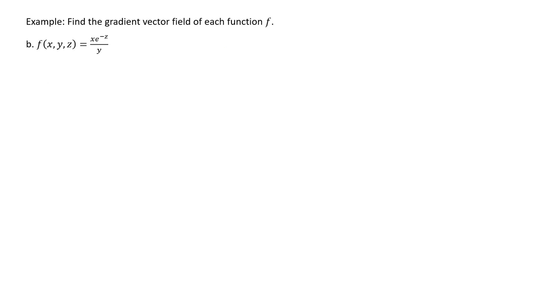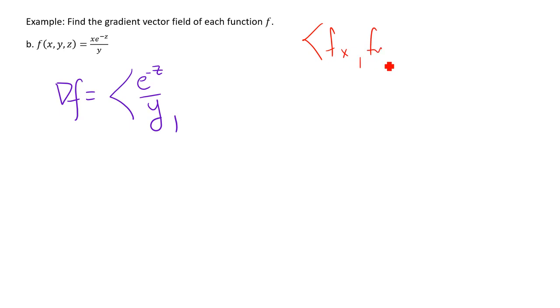We can have gradient vector fields in three-dimensional space as well. You're simply going to be creating a three-dimensional vector. The x component is your derivative with respect to x. Y component is your derivative with respect to y. And then you're going to have a third component, which will be your derivative with respect to z. So we can have these gradient vector fields in more dimensions as well.